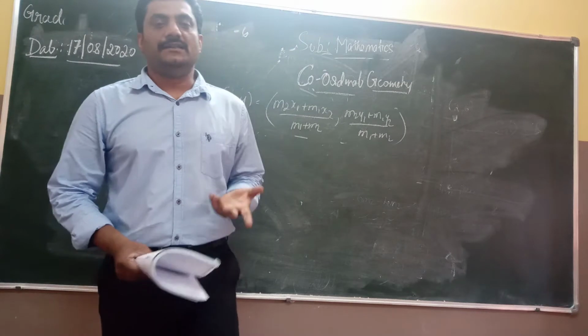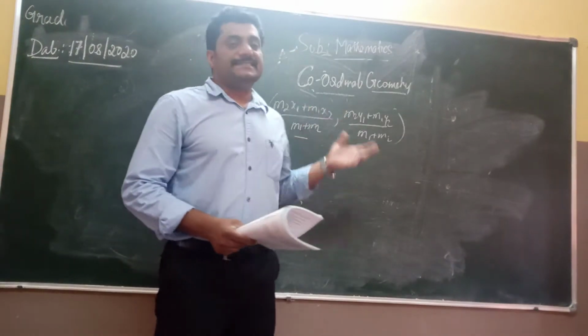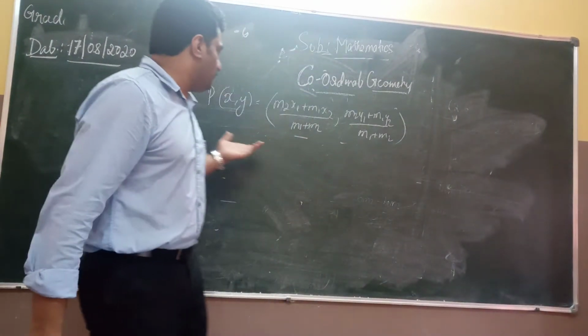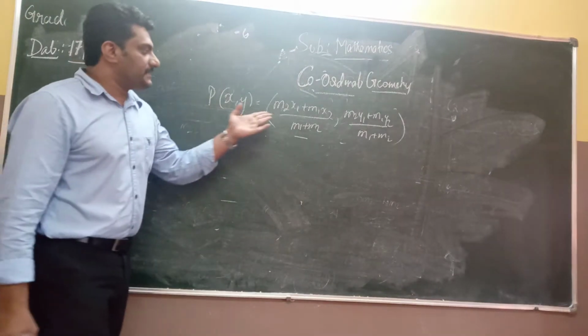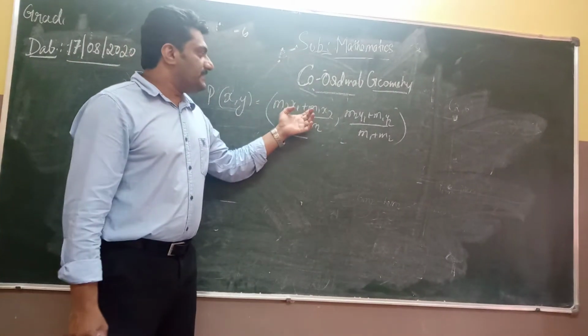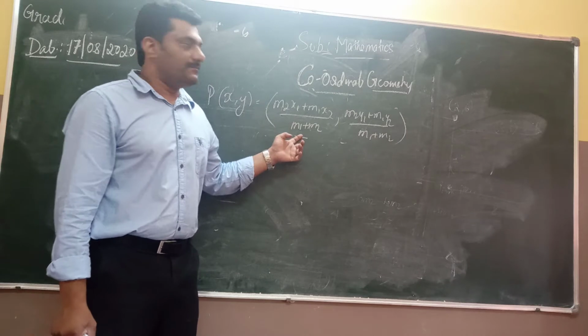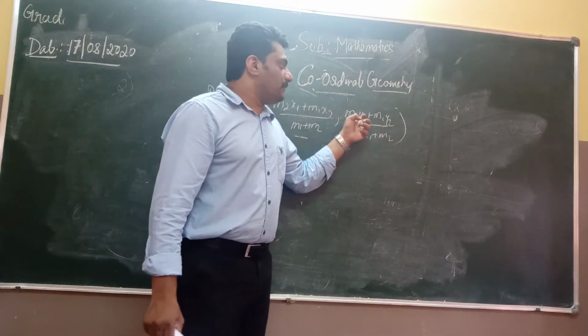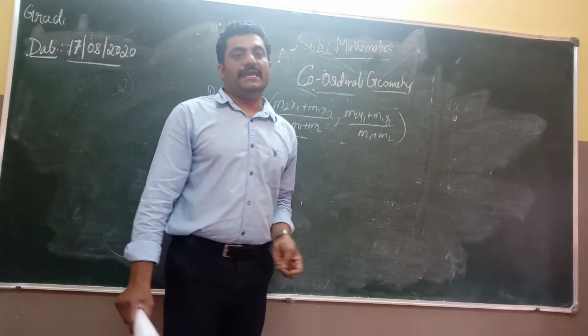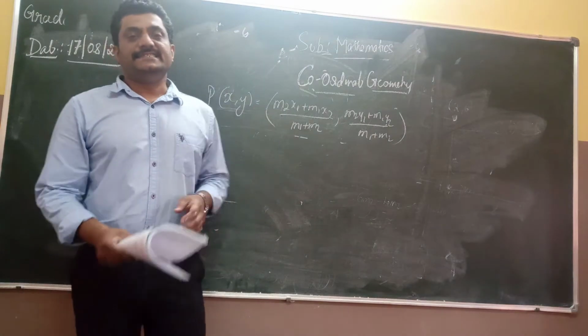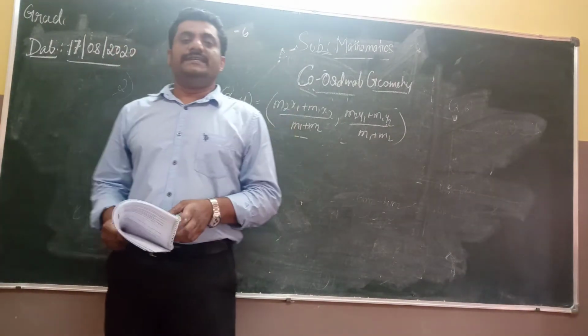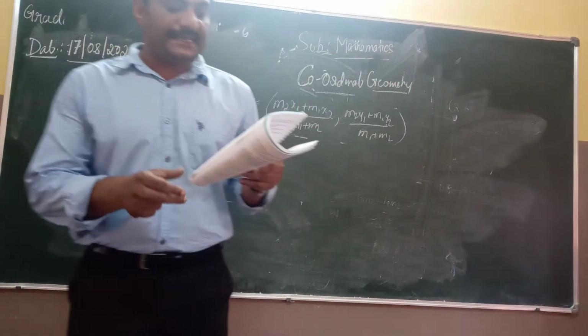In the last class, we started with the section formula. What is the section formula? P of x, y is equal to (m2 x1 plus m1 x2) divided by (m1 plus m2), comma, (m2 y1 plus m1 y2) divided by (m1 plus m2). This is the section formula, wherein m1 and m2 are the ratio. Let's get into the next problem.